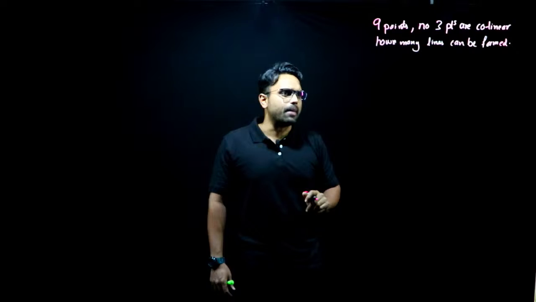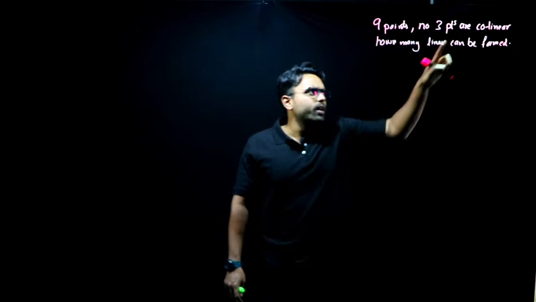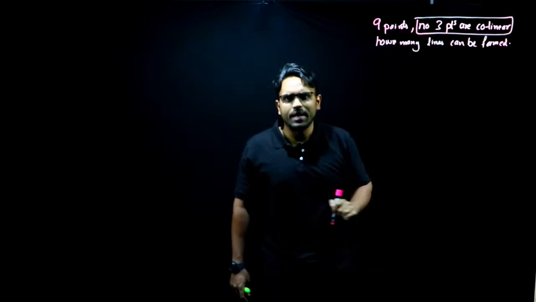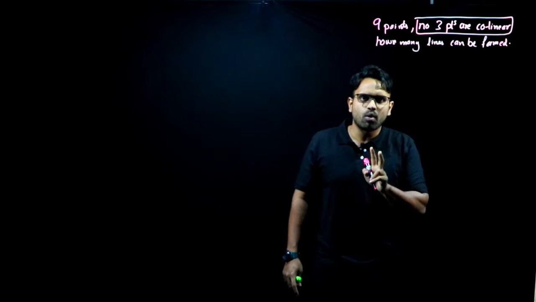Yes, tell me. Now start imagining, start thinking. Now what does it say? No 3 points are collinear. Meaning what? No 3 points are collinear meaning 2 can be collinear.